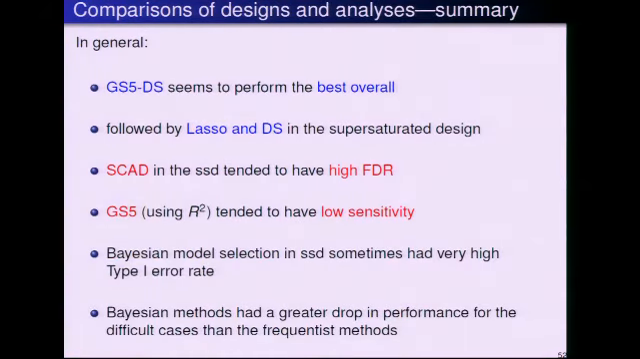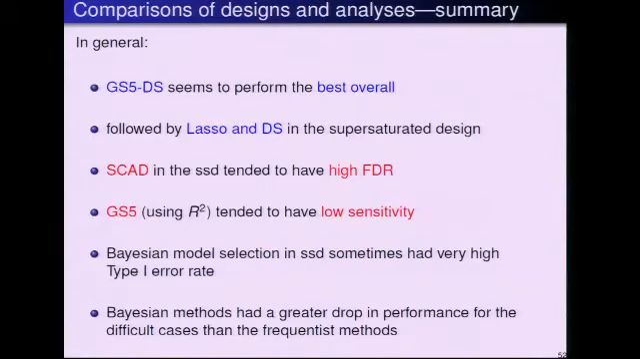The Bayesian model selection in the supersaturated design sometimes had a very high type 1 error rate, and the Bayesian methods tended to have a greater drop in performance when you got to some of the difficult cases to identify than the frequentist methods did. So I think I've talked about some of the issues of simulations as I've gone through, so if I stop here we can take questions.